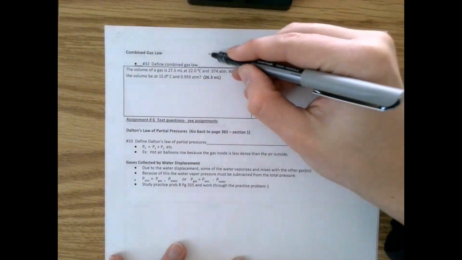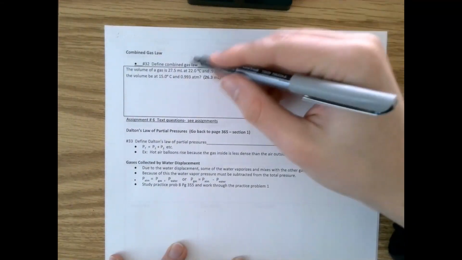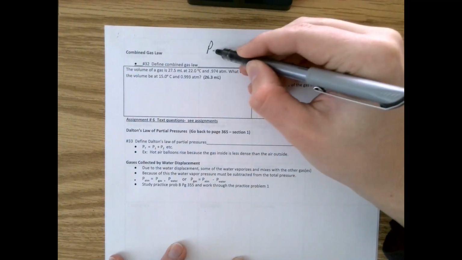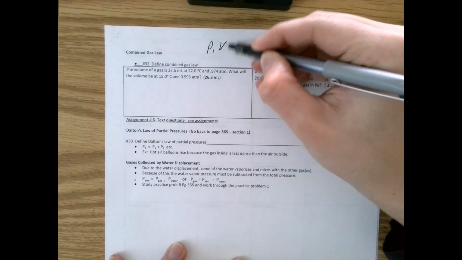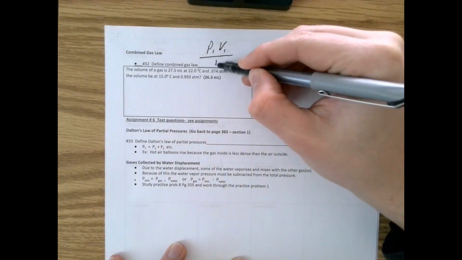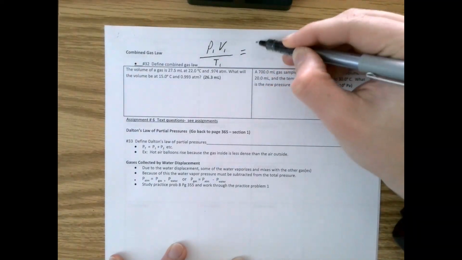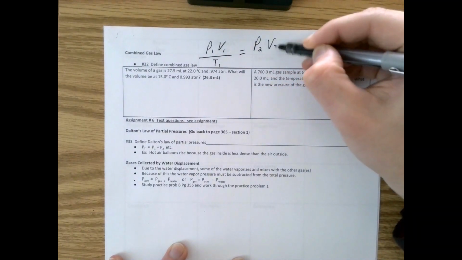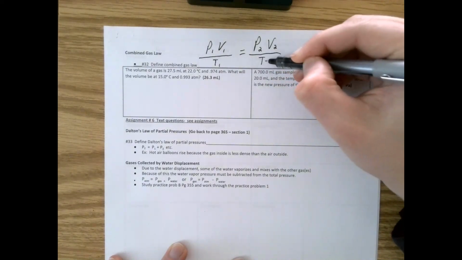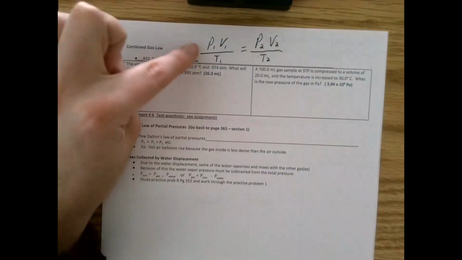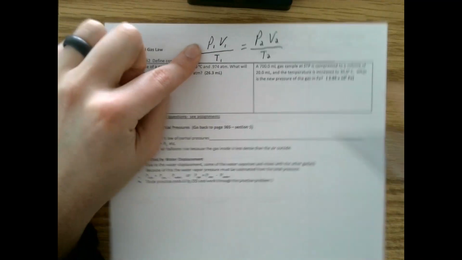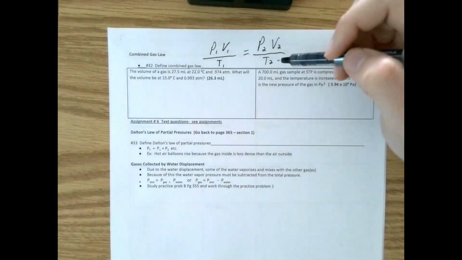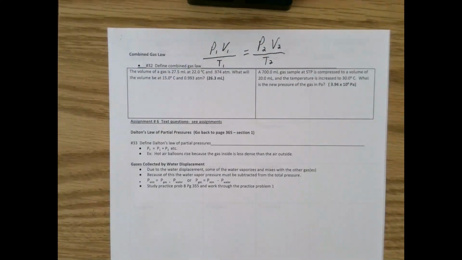So the combined gas law simply combines the three gas laws that we just looked at. We'll just write the formula rather than a definition in words. The formula is pressure 1 times volume 1 over temperature 1 equals pressure 2 times volume 2 over temperature 2. So if we have our initial conditions and we change one of them, this formula allows us to calculate how those variables interact with each other and change.